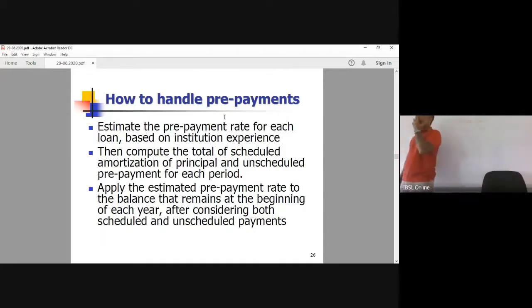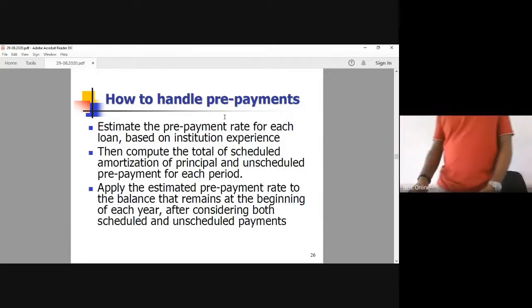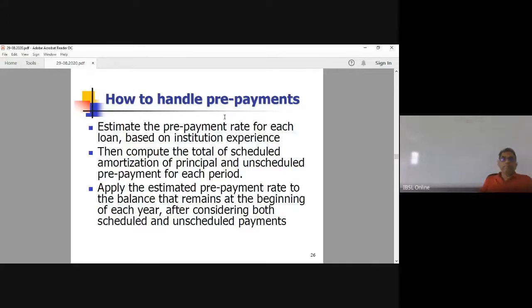It's like the liabilities side of it, where you don't know when people will withdraw the money from a deposit. You have no clue when this can happen. It could happen tomorrow. It could never happen, right? So what you are trying to do here is estimate based on your institution's past experience. And then based on that, you have to compute, like you did for the liabilities, the amount of principal that will be repaid for each period, purely based on estimate. Then you plug those assumptions into the balances at the beginning of each year.